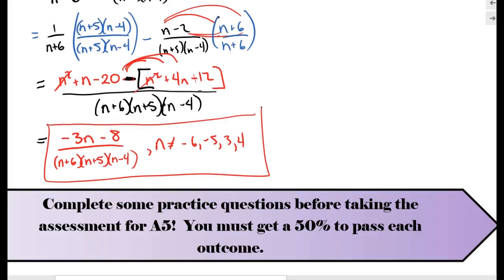There we go. So you got practice questions to do. You've got the A5 assessment to write once you're confident with all of these skills. And then we'll move on to the last part of the first half of this unit, or the first big concept of this unit. And then we get to move on to graphing after that. Okay, so give it some practice.